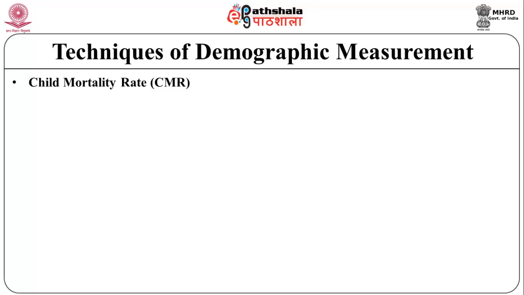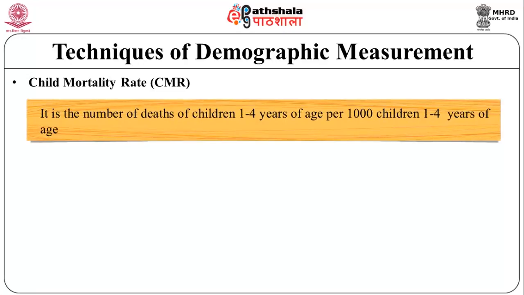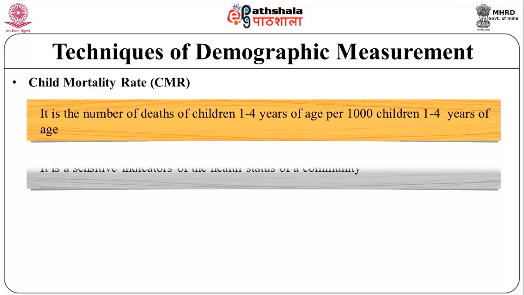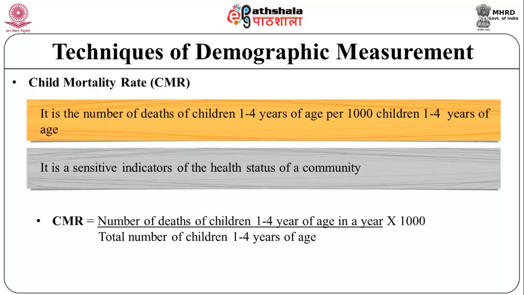Next is child mortality rate, CMR. It is the number of deaths of children 1 to 4 years of age per 1,000 children of 1 to 4 years of age. It is a sensitive indicator of the health status of a community. As the formula is reflected on the screen, you can please note it down and practice yourself.